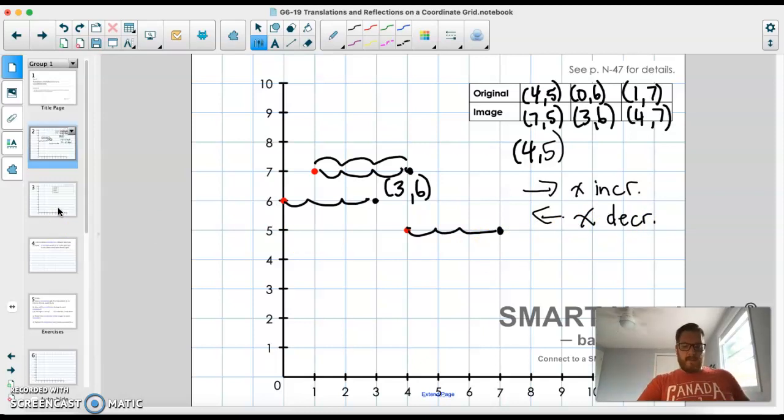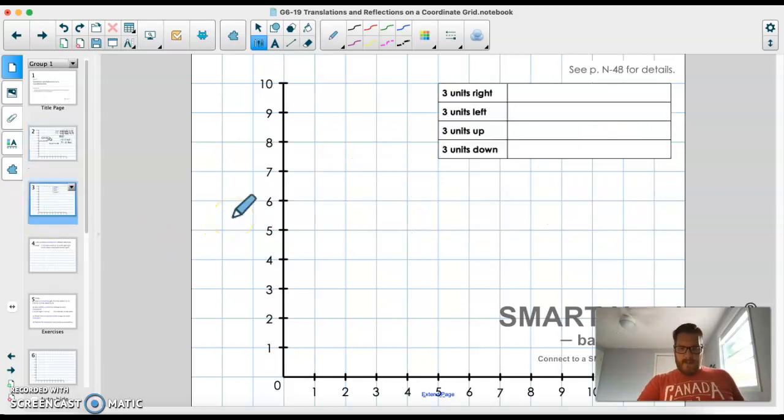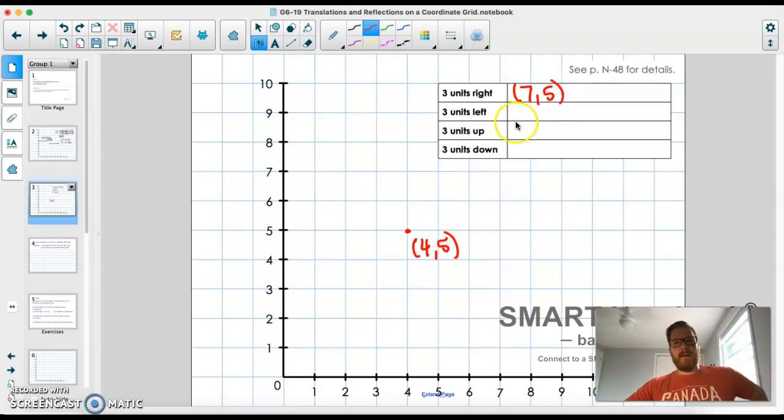So we're going to move on to the next one. And so now I'm going to plot out 4.5. So 4.5 is right here, right? And so this is my original. And up here it says I want to go 3 units to the right, so we can actually just try and predict. If I'm just going to the right, then my x number is going to increase. And so I'm going to end up at 7.5.